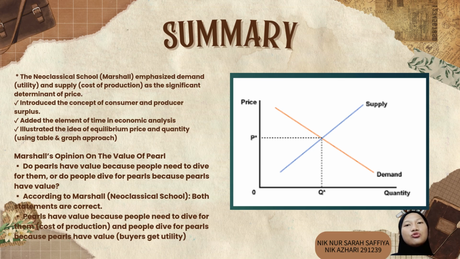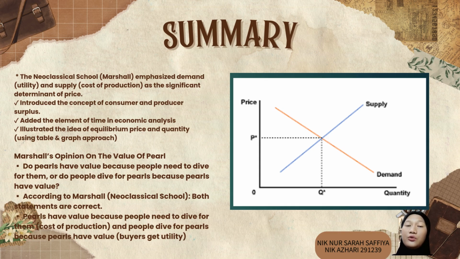He also used a simple graph to illustrate this. Imagine two lines crossing, one showing how much sellers offer at different prices, that is supply, and the other showing how much buyers want at different prices, that is demand. The point where they meet, we call the equilibrium price and quantity.